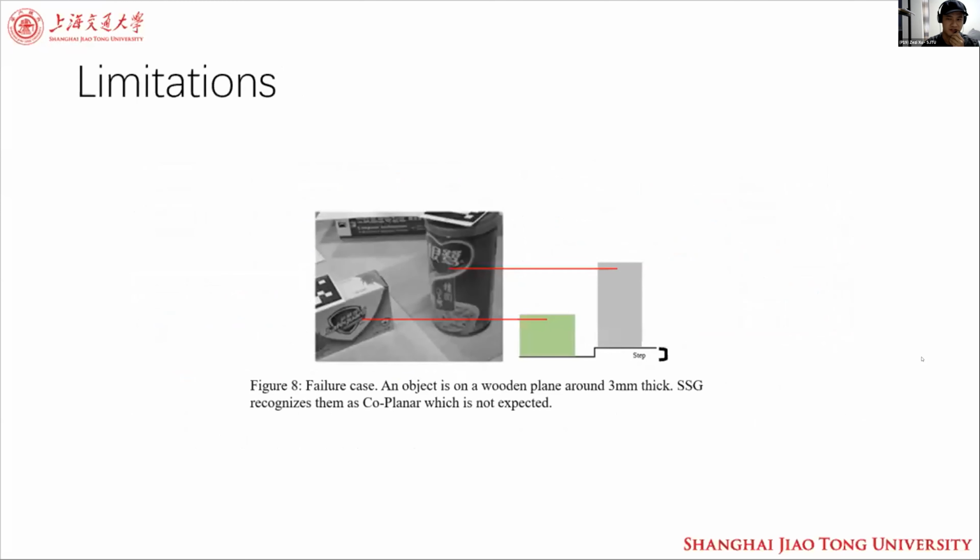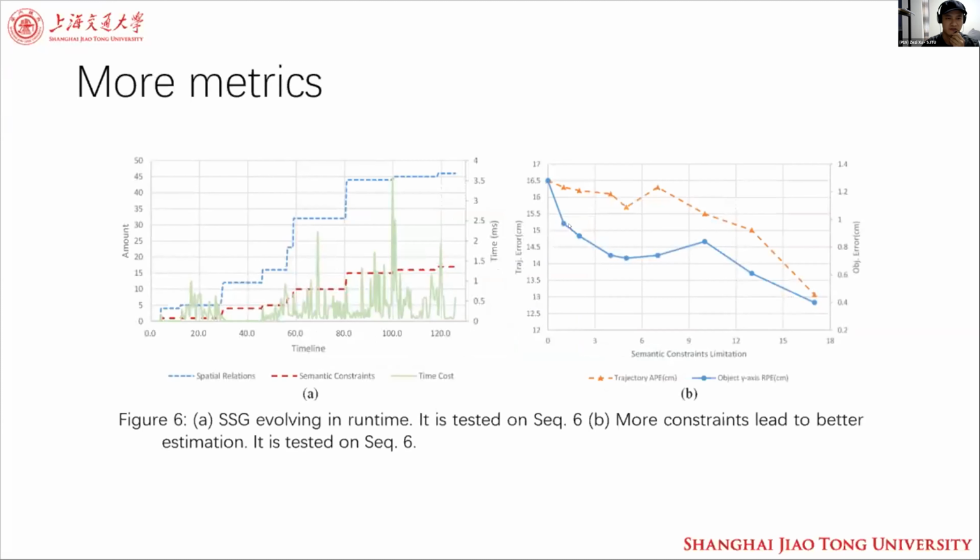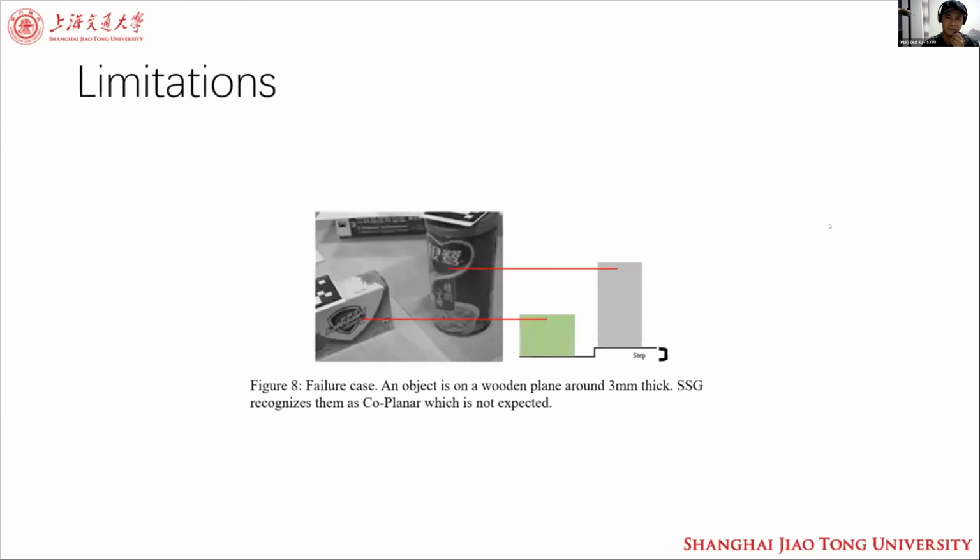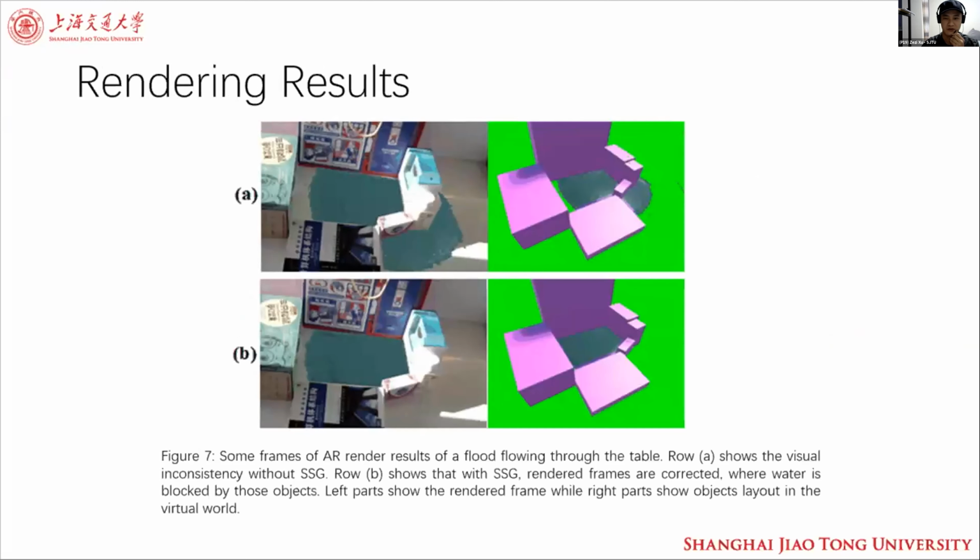However, the performance of our system depends on the quality of SSG. So if few relations are detected, as simulated in figure 6b when there are no constraints, our system degrades to the baseline. Also, there could be wrong detections, such as shown in figure 8. After running the videos more than 10 times, around 6% of the relations could not be found or were wrongly inferred.